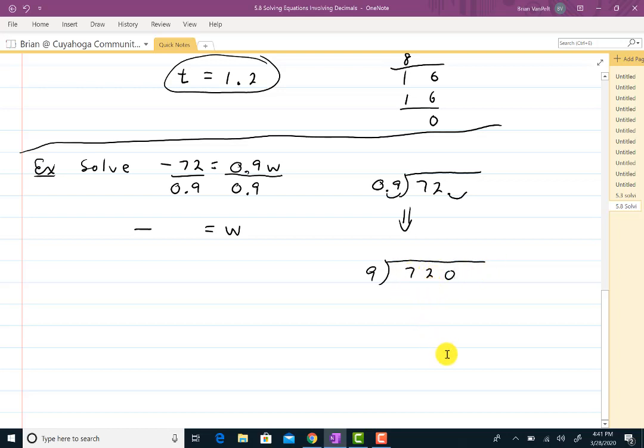So 9 goes into 72 8 times. Now, when you bring down the 0 like this, because 72 minus 72 is 0, 9 goes into 0 0 times. So your answer here is negative 80. I didn't go to decimals because my remainder zeroed out before I got there.